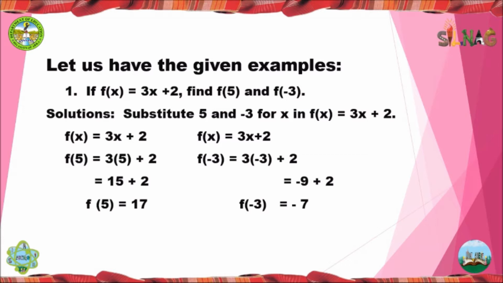Then next, we have f of negative 3. So it is equal to 3 times negative 3 plus 2. 3 times negative 3 is negative 9 plus 2. Then negative 9 plus 2, we have to subtract because they have unlike signs. So 9 minus 2 is 7. And then the sign of the greater number is negative. Therefore, f of negative 3 is negative 7.